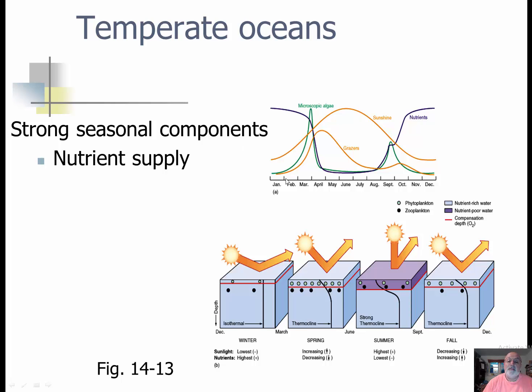Nutrient supply, if you take a look during March, April, May, June, July, where the sunshine goes up, we get life going up, nutrients going down, sunlight goes up, grazers actually go up as the algae, the phytoplankton goes up, the phytoplankton eaters go up, and then as the phytoplankton dies, so do the grazers. Then we get another increase, a little bit of an increase in the phytoplankton in the fall. Amount of sunshine.